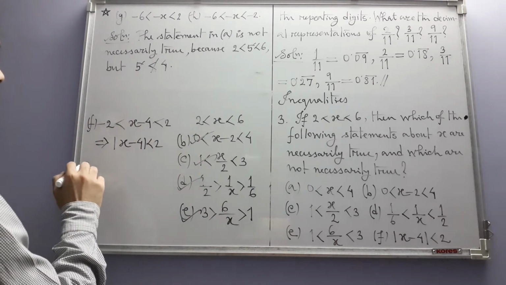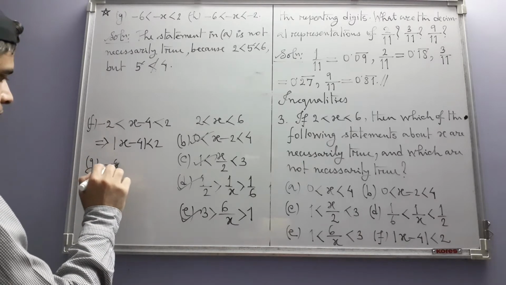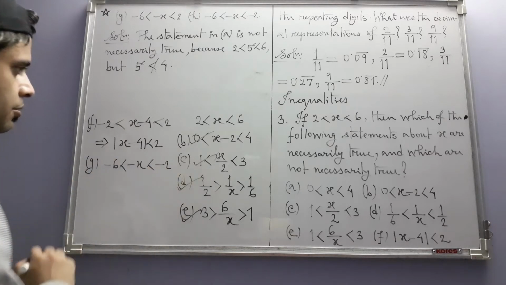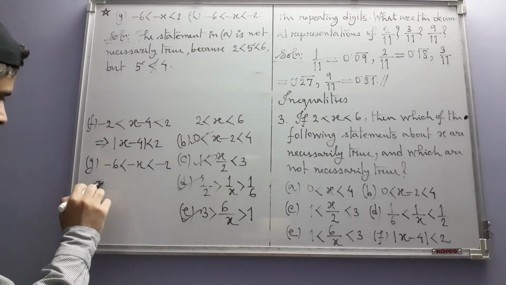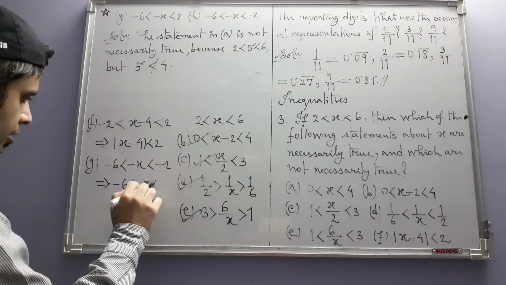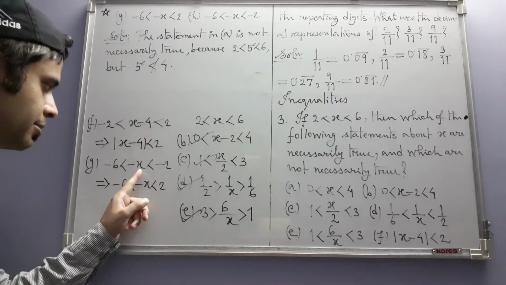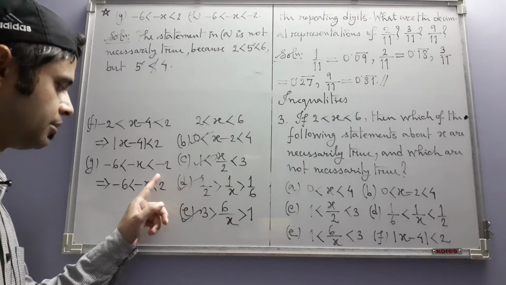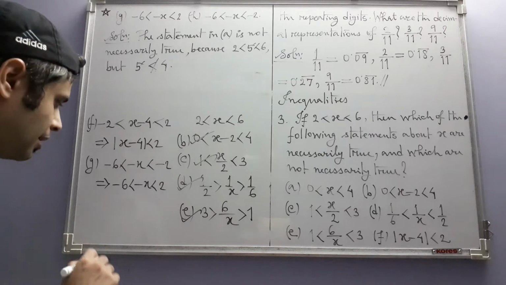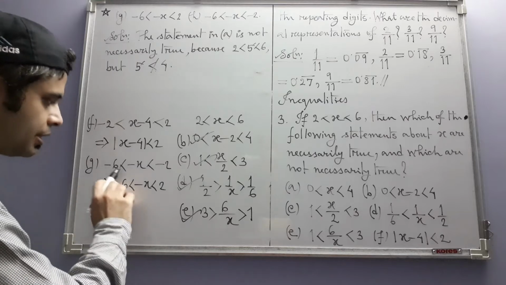So this is f. Multiply throughout by minus 1. That gives us what? Minus 6 is less than minus x, that is less than minus 2. And this implies minus 6 less than minus x less than 2. That is because if minus x is less than minus 2, then minus x is automatically less than 2, because minus 2 is less than 2. Note, however, that you cannot go in the other direction. If this is given, then we cannot have this one.